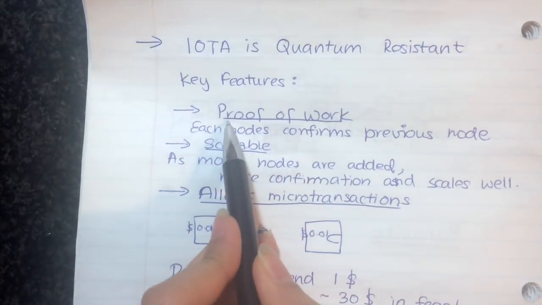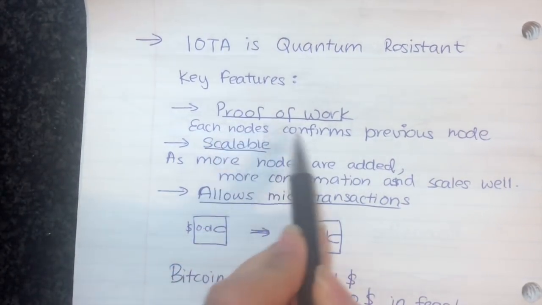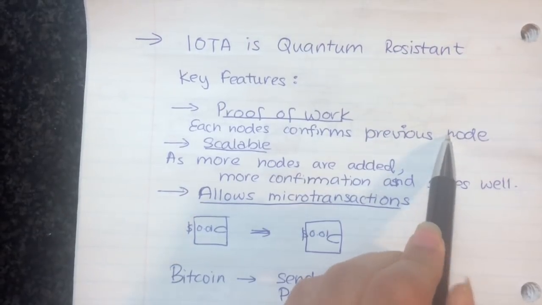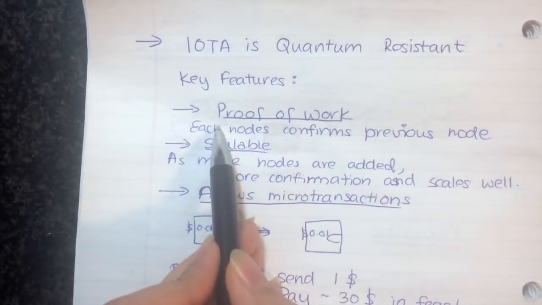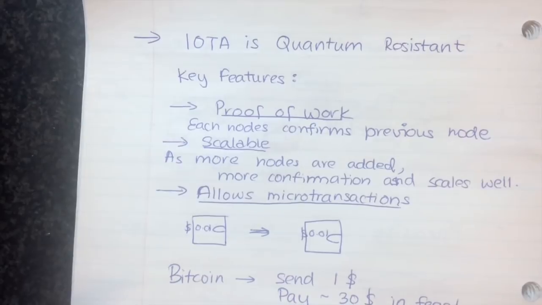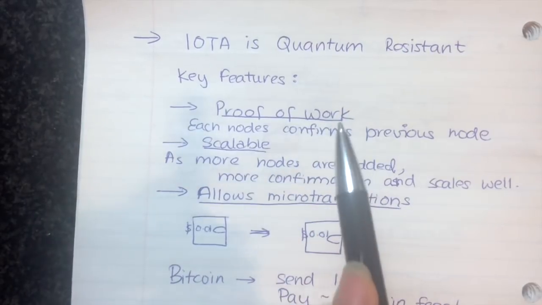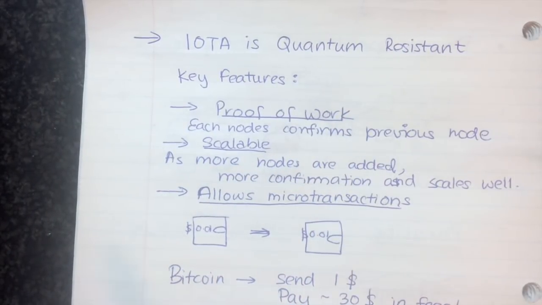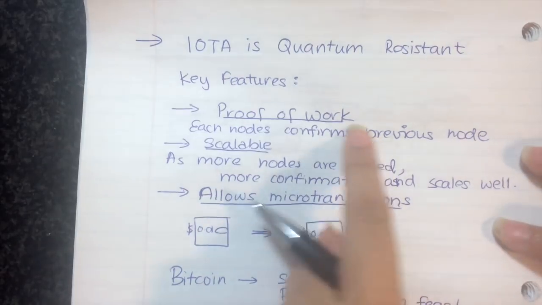Tangle relies on proof of work. This means that each node confirms the previous node. I will be discussing more about proof of work, proof of stake, proof of importance and proof of research a bit later, not in this video, but I want you to know that even if you might think that it's technically free, your mobile is doing a small amount of work. It's very negligible, but it is still doing work, and hence it's proof of work.